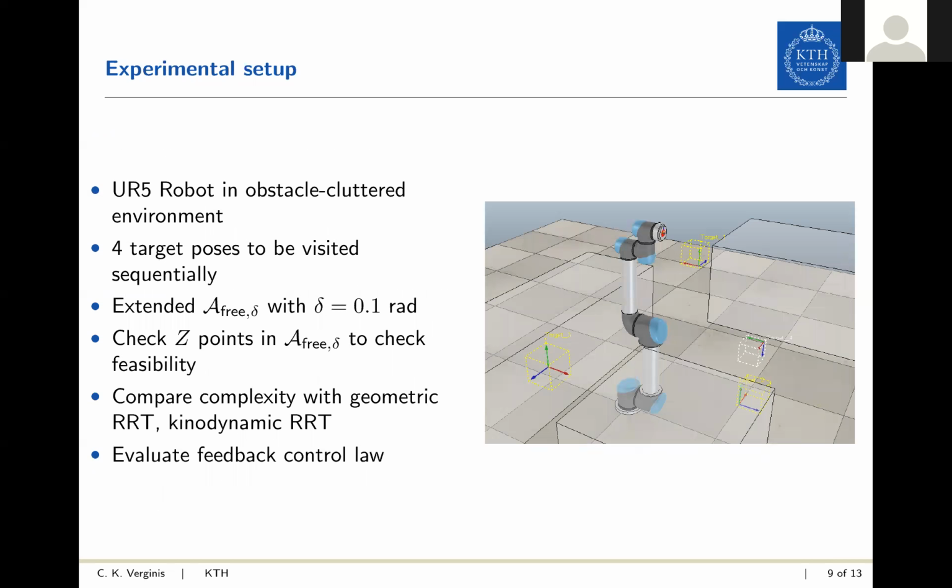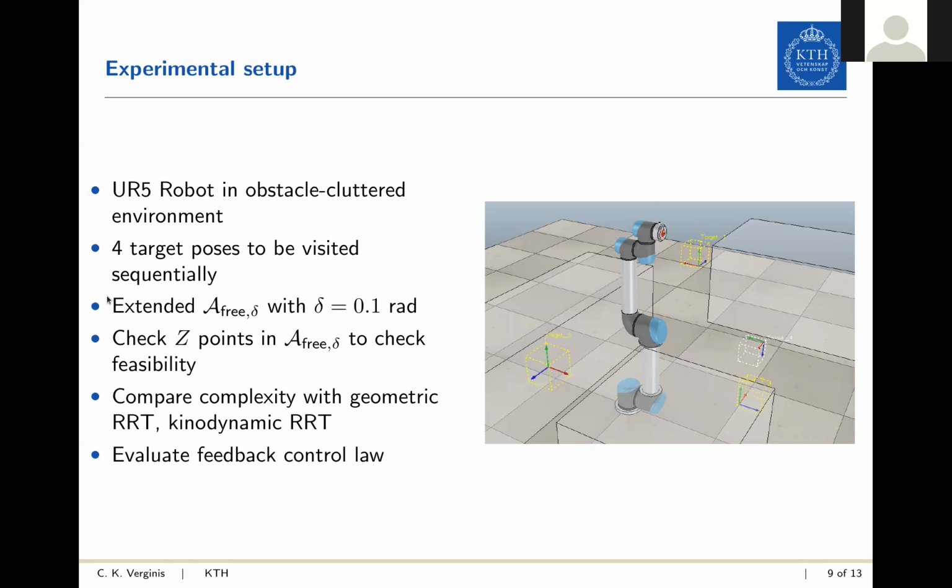So we verified the results with VREP computer simulation. In the VREP environment, we used this standard example of the UR5 consisting of 6 joints, which we assume to be rotational joints. And the robot, as stated before, needs to visit sequentially the 4 targets: target 1, target 2, target 3, target 4.